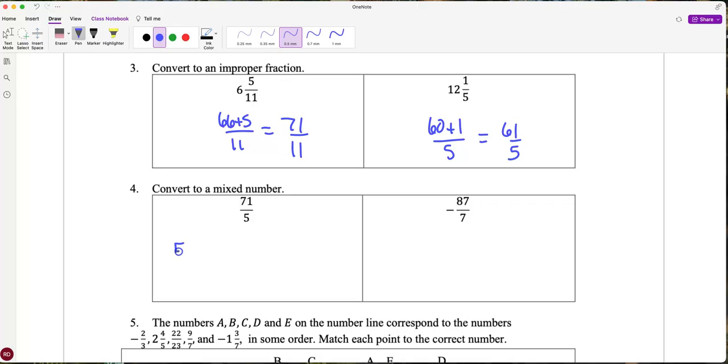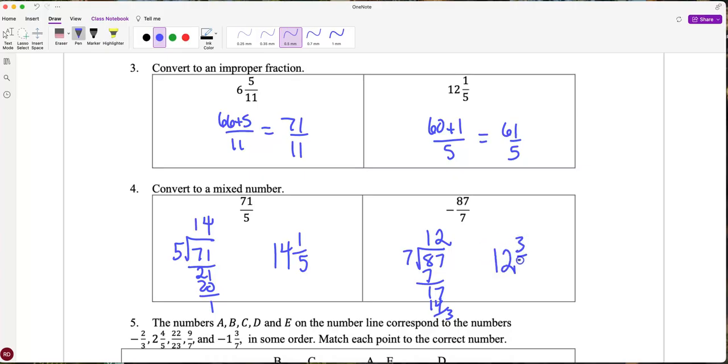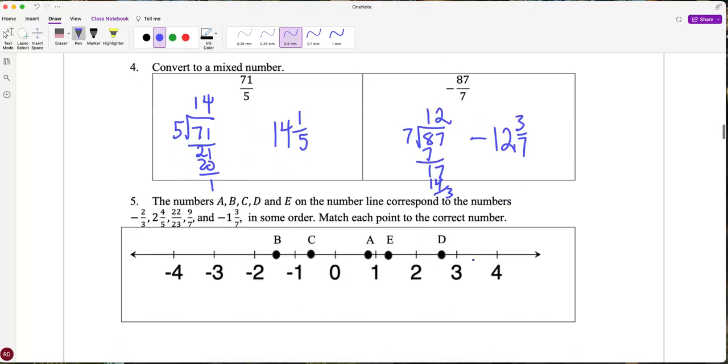Convert to a mixed number. 5 goes into 7 one time. That leaves you what, a 2. 5 goes into 21 4 times. Gives you a 1. So this is 14 and 1/5. This is a negative number, so 7 goes into 87. Goes into there 1 time. 7 goes into 17 2 times. The remainder is 3. So this is 12 and 3/7. The number is negative.